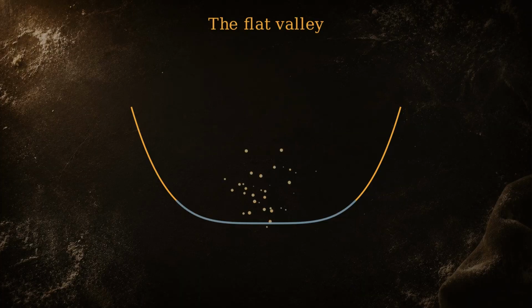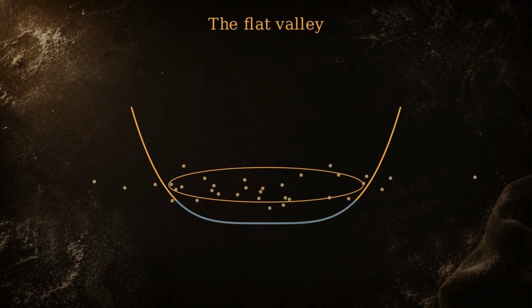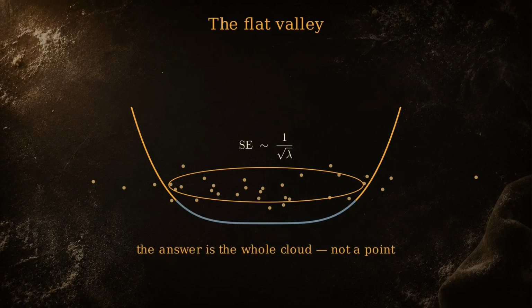How flat that valley is comes down to one number, the condition number, the largest eigenvalue, divided by the smallest. For these models, it can run past 1,000,000, which means some combinations are 1,000,000 times harder to pin down than others. And your uncertainty follows the same law in every direction. The wobble in an estimate grows like one divided by the square root of its eigenvalue.